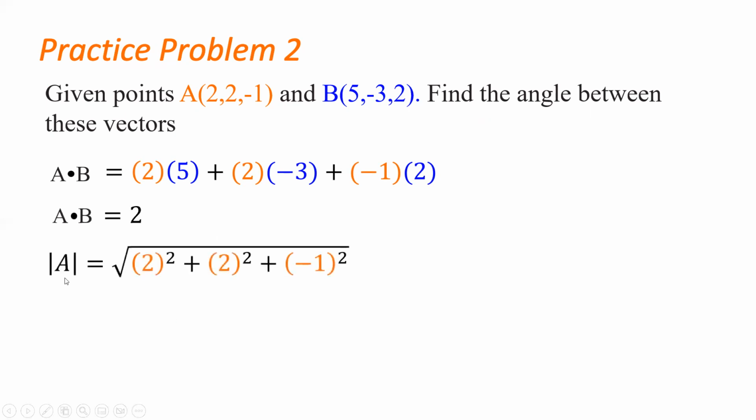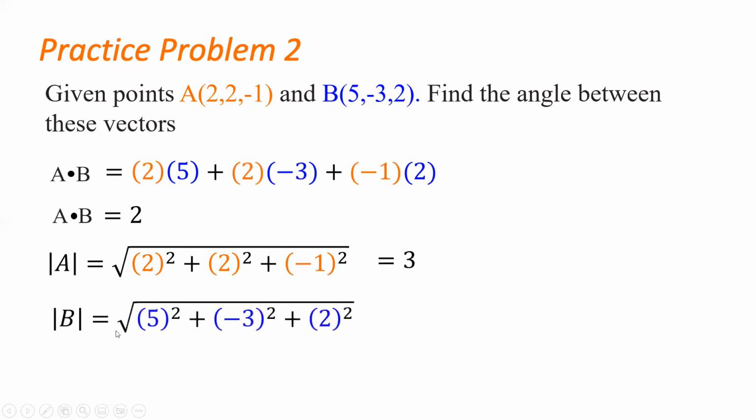Then, kukunin mo yung magnitude ng A. So, gagamitin natin yung coordinates ng A. That is 2 squared plus 2 squared plus -1 squared. And we will get 3. Next, kukunin naman natin yung magnitude ng B, vector B. That is 5 squared plus -3 squared plus 2 squared. So, it will give us a square root of 38.